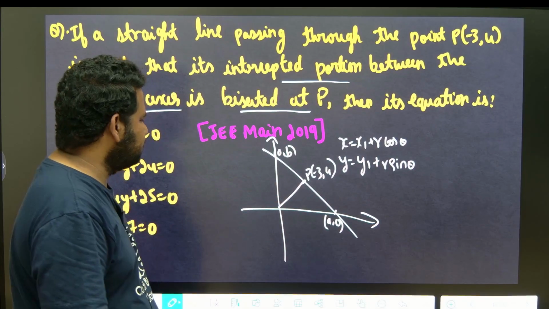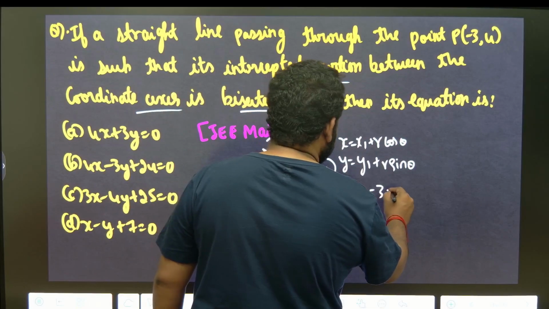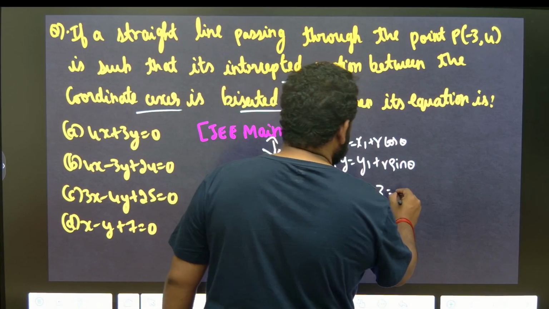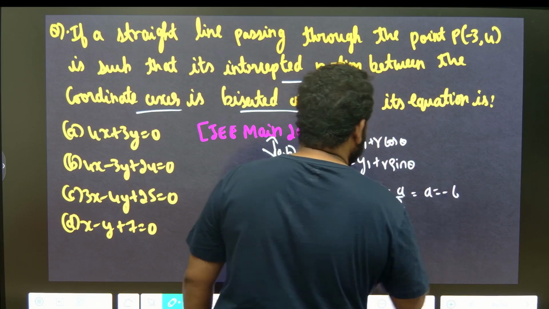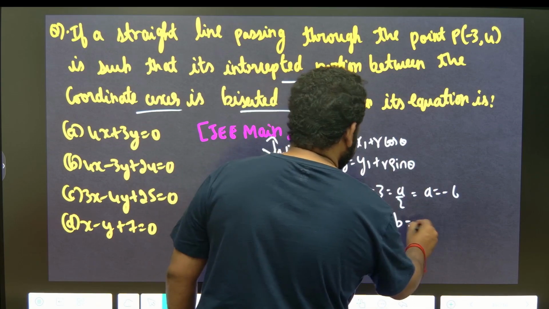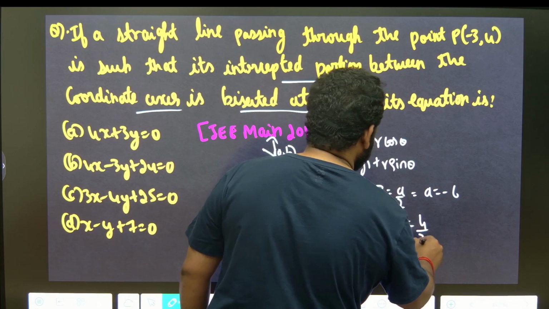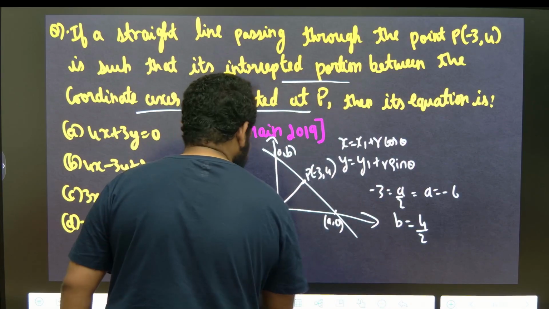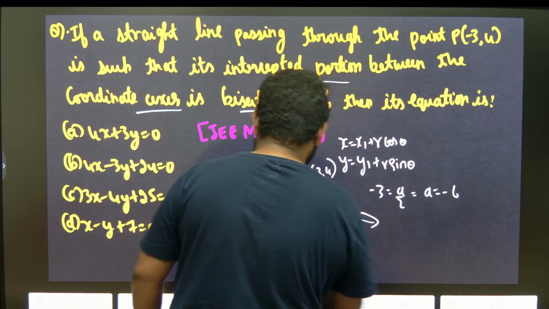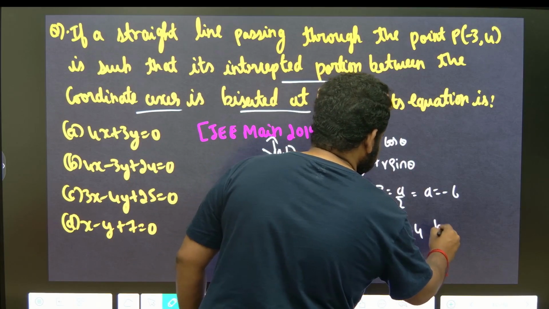So if I want to find this, the x coordinate is minus 3, which is equal to a plus 0 by 2, that is a by 2 is equal to minus 3. So a is equal to minus 6. What will happen to b? Very simple question. This is nothing but b by 2 is equal to 4. So this implies b is equal to 8.